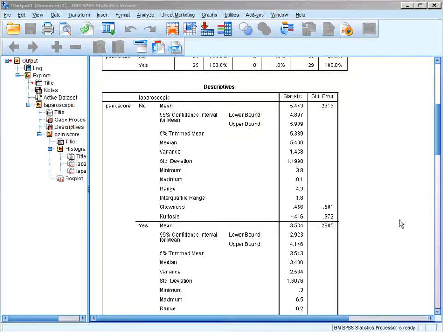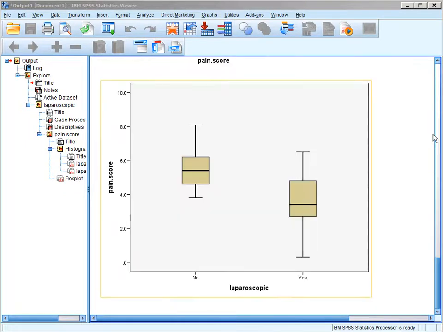What about the variability in the groups, the dispersion, the variance and the standard deviation? Remember, standard deviation is just the square root of the variance. So the standard deviation in the open group is 1.19. The standard deviation in the yes group is 1.61. So these are slightly different. I'm just skipping on down to the plot at the bottom of the output.